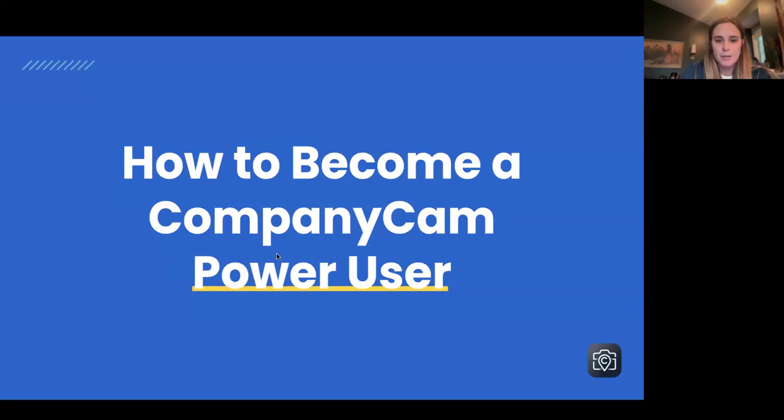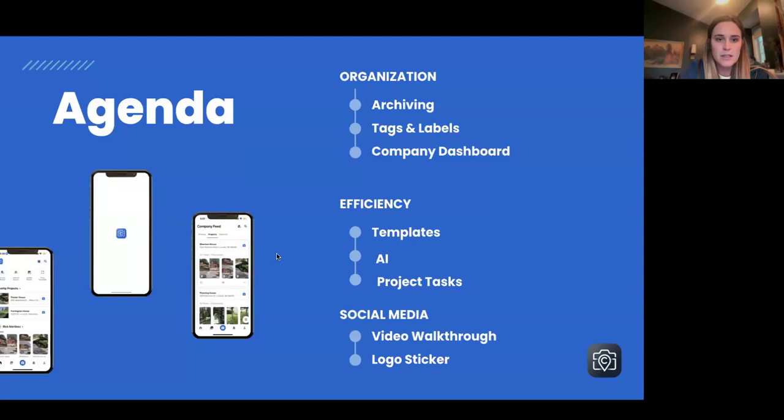So let's talk about our agenda. We're going to go over some organizational tools, so archiving, how to use our tags and labels, and then our company dashboard that is going to be on our premium side there. And then we're going to drop into some efficiency tools, so our templates, saving our checklist, reports, things like that. Our AI tools that we released this summer, our project tasks, and then onto some social media things, our video walkthrough and our logo stickers. So just a quick little overview of what the day looks like here.